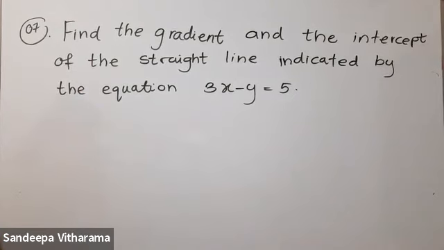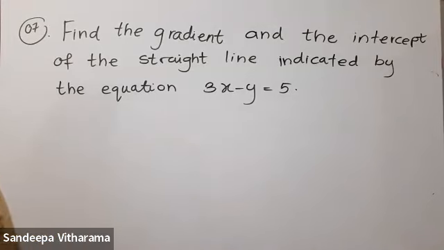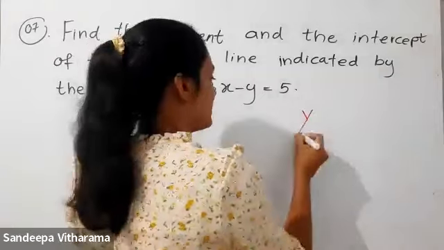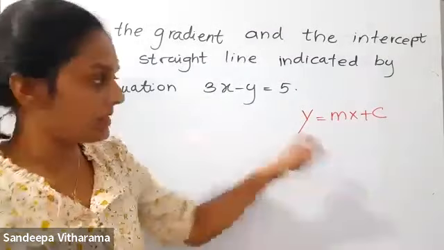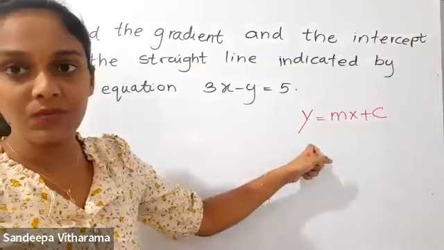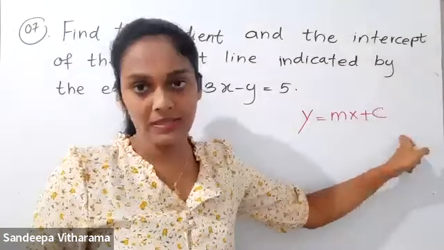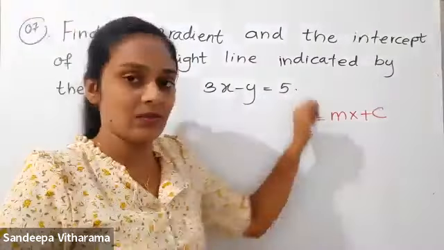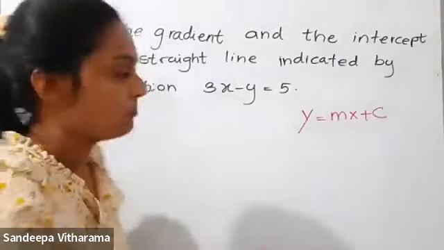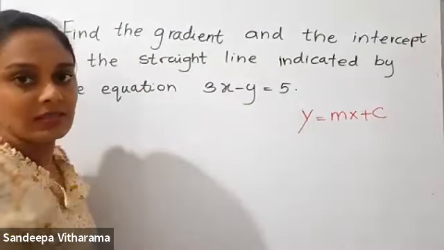Gradient 3, intercept minus 4. Yes, how do we identify? In the previous case, I said that if the problem is in this form, then the coefficient of y is 1 and the coefficient of x is m, and the intercept is c. Here y is alone on one side and the other two terms are on the other side. But in this case, it is different. Here the x and y terms are on one side and the constant term is on the other side.